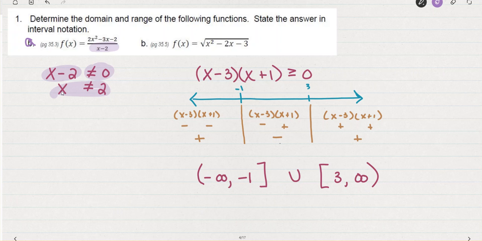On letter B, to find the domain of a radical where the root is even. So in this case, there's an implied 2 as an index here, making this a square root. So if it's an even root, what we have to do is state that this radicand, this x squared minus 2x minus 3, the thing that's inside the radical, has to be greater or equal to 0.